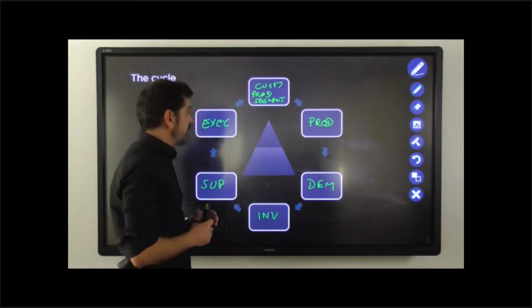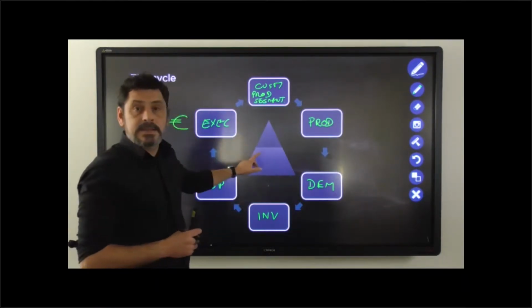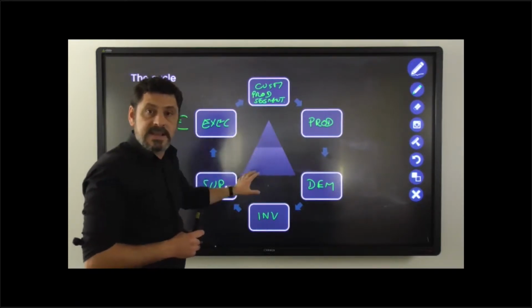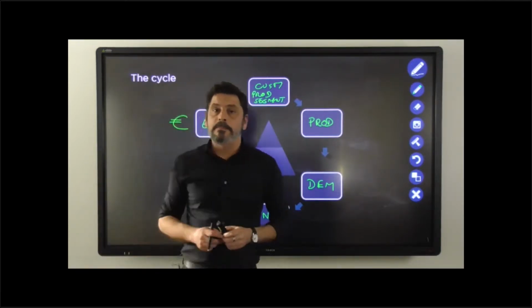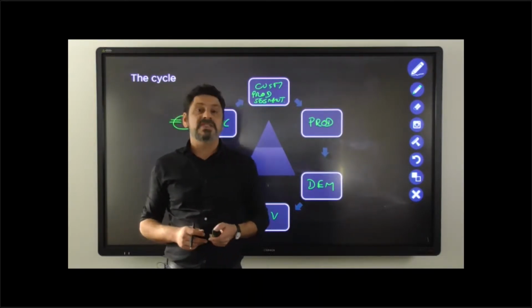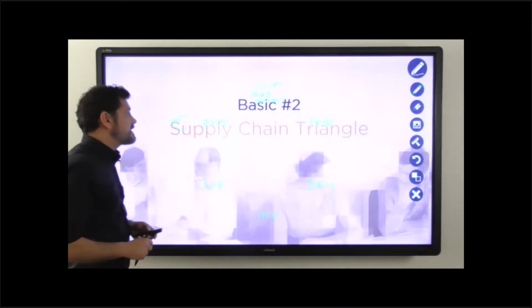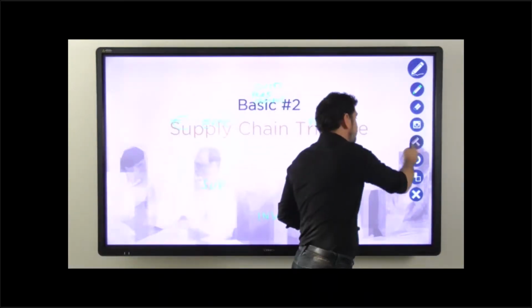That's why we add customer product segmentation to the equation. And then you can see there's still a shape in the middle of this cycle here on my slide. Well, it looks like a triangle, and actually that's also how we call it, the supply chain triangle, which brings us to basic number 2. Basic number 2, supply chain triangle.